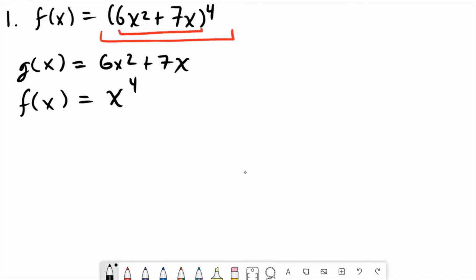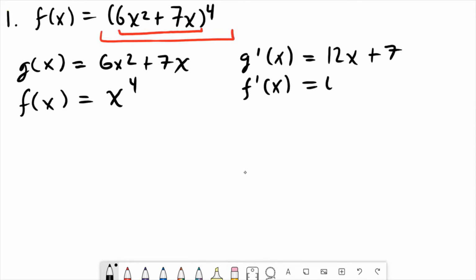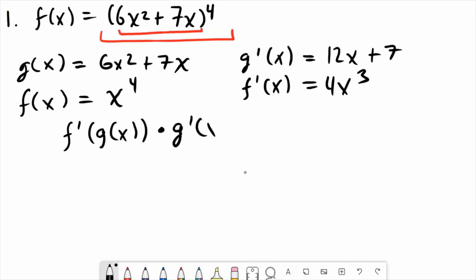So now, I want to find the derivatives of each part. The derivative of g is, using the power rule, 12x plus 7, and using the derivative for f of x, we get 4x cubed. And I guess the next part is to fill it into the formula. So the formula says f prime of g of x multiplied by g prime of x gives the derivative formula.